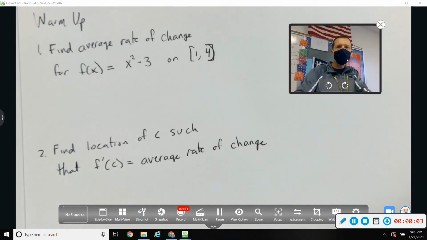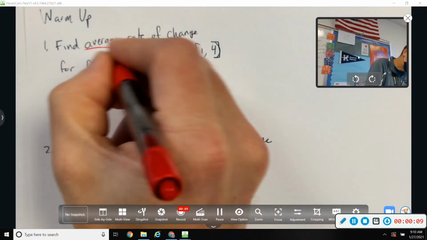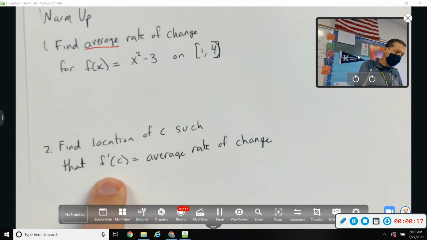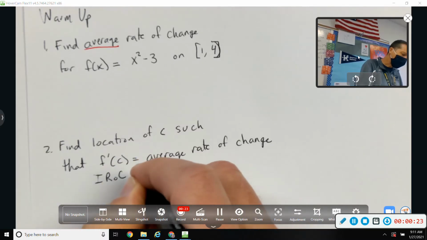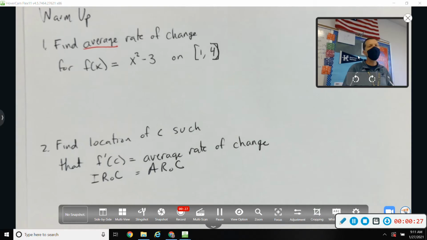So warm up for today. Question 1, find the average rate of change. Average rate of change. Hopefully you remember what that is. Part 2, find the location of C such that the derivative equals the average rate of change, or the instantaneous rate of change equals the average rate of change.